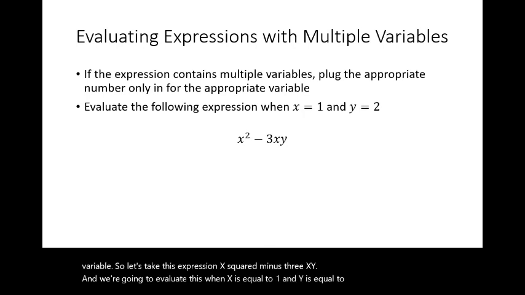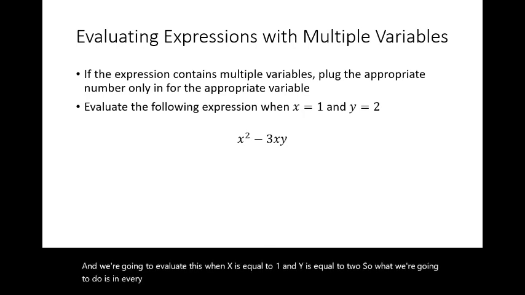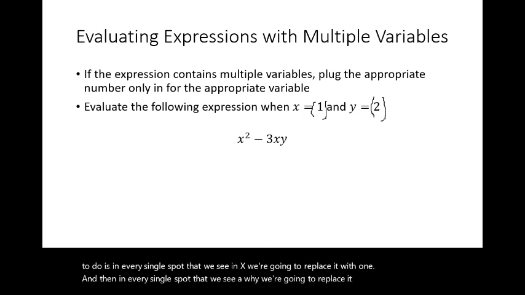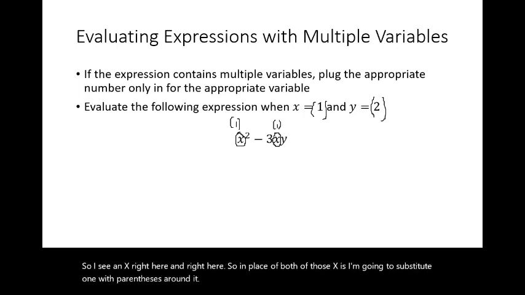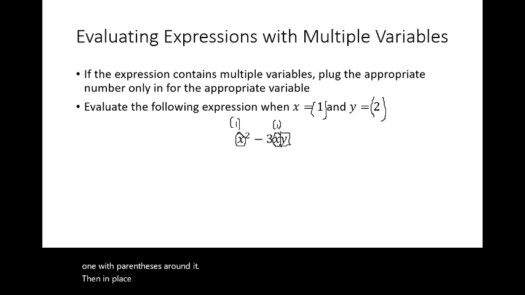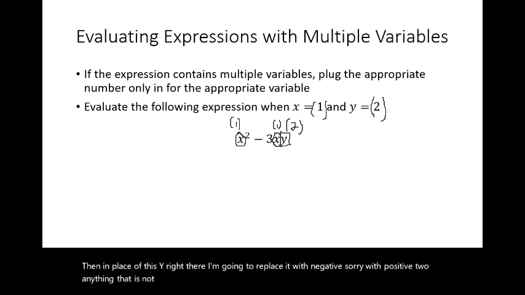So what we're going to do is in every single spot that we see an x, we're going to replace it with 1. And then in every single spot that we see a y, we're going to replace it with 2. So I see an x right here and right here. So in place of both of those x's, I'm going to substitute 1 with parentheses around it. Then in place of this y right there, I'm going to replace it with positive 2. Anything that is not an x or a y needs to be left alone and left exactly where it is.